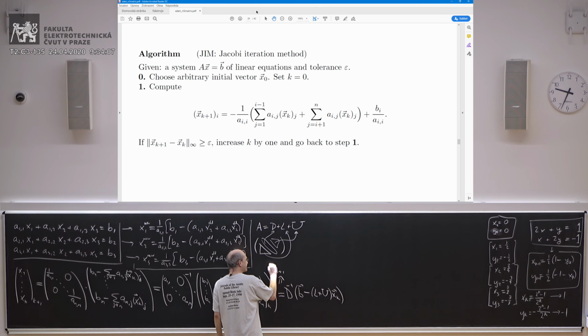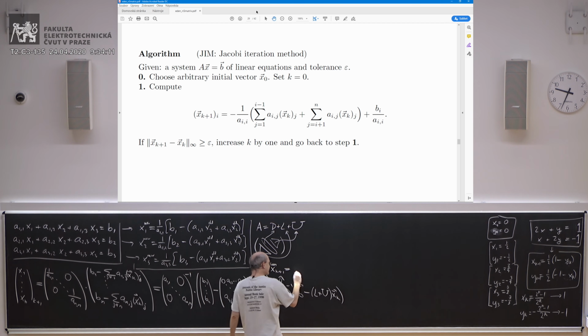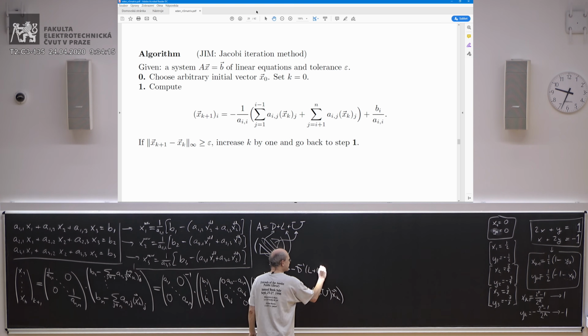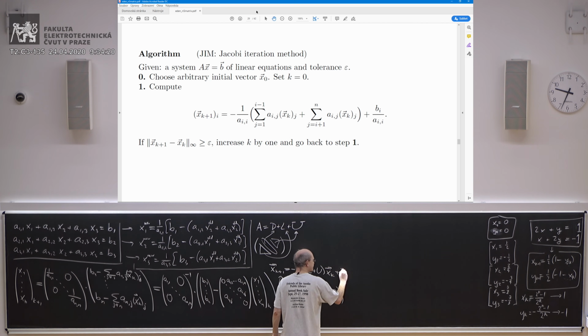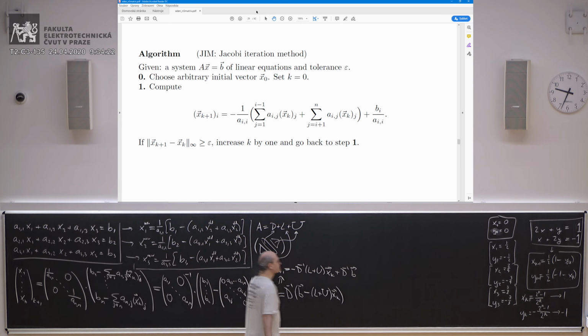So I will just collapse it into a formula. The k plus first iteration is, and I will change the order a little bit, so it's minus D inverse (L plus U) xk, and then there will be plus D inverse B. And that's the formula for the Jacobi iterative method.